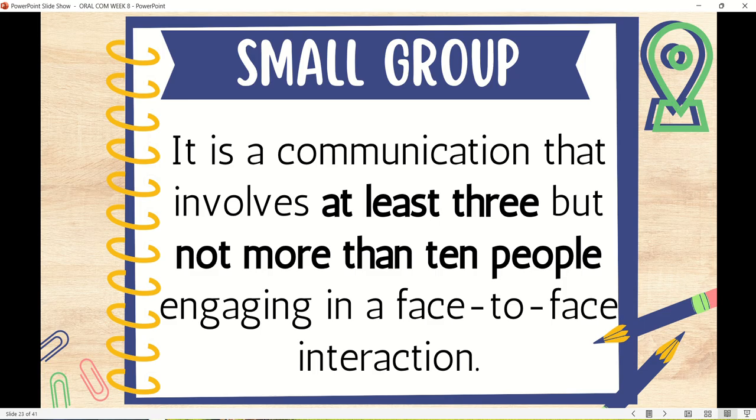For the second type of interpersonal context, we have the small group. A small group is a communication that involves at least three, but not more than 10 people engaging in a face-to-face interaction. From the words small group itself, it involves a small number or size of people. It's more than two, but not more than 10 people.